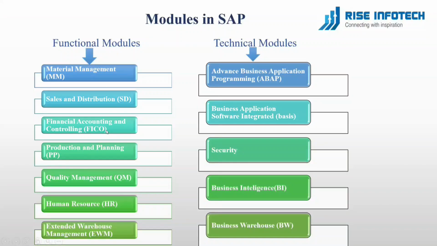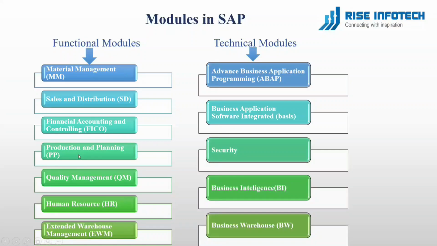Then come to financial accounting and controlling. That means taking care of the financial activities in companies and industries. In financial activities, AP and AR come in. AP means account payable, AR means account receivable. The job of AP is to pay the money to the suppliers. It deals with the MM team. And coming to account receivable, their job is to collect the money from the customers, sales teams. It deals with the customers. That is called financial activity.